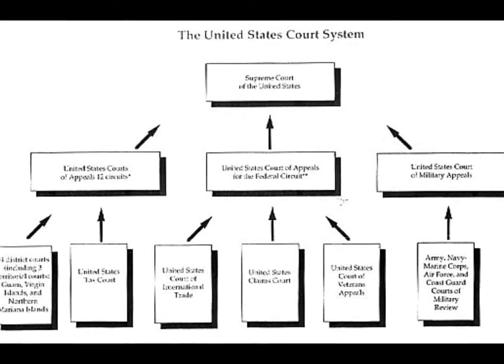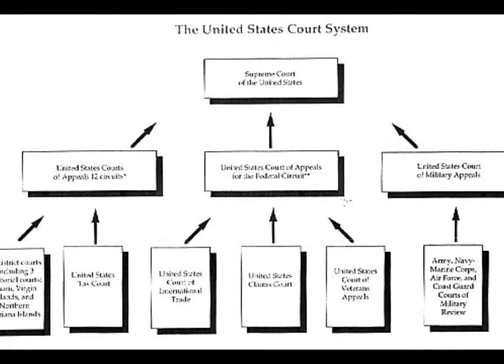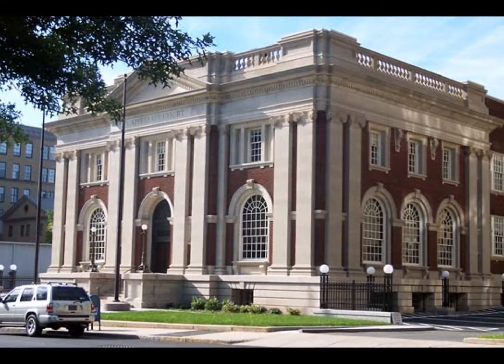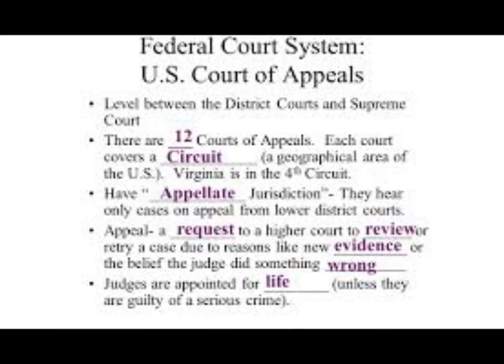Additionally, the Federal Circuit Court of Appeals has nationwide jurisdiction over very specific issues such as patents. Each circuit court has multiple judges, ranging from 6 on the 1st Circuit to 29 on the 9th Circuit.